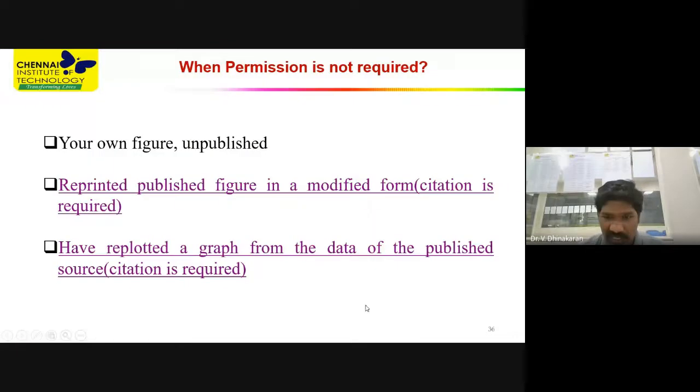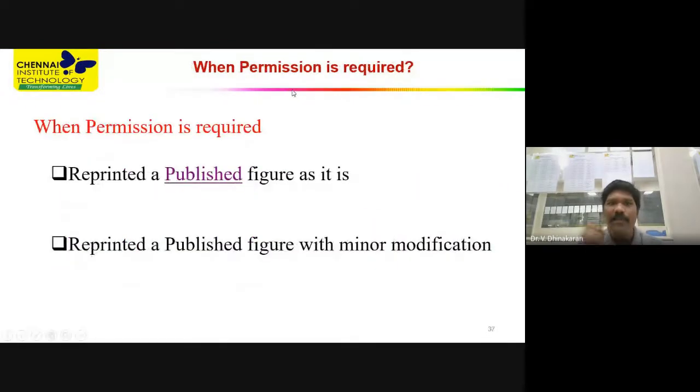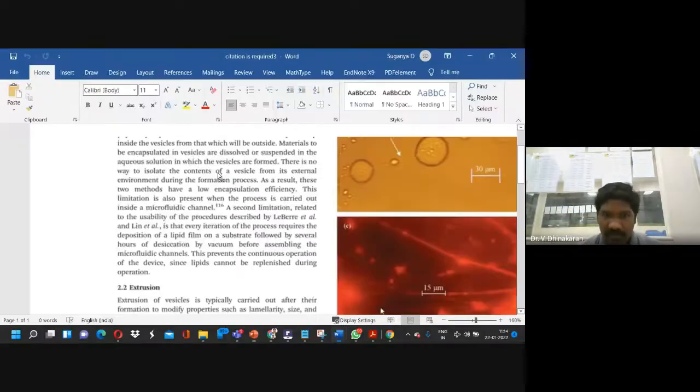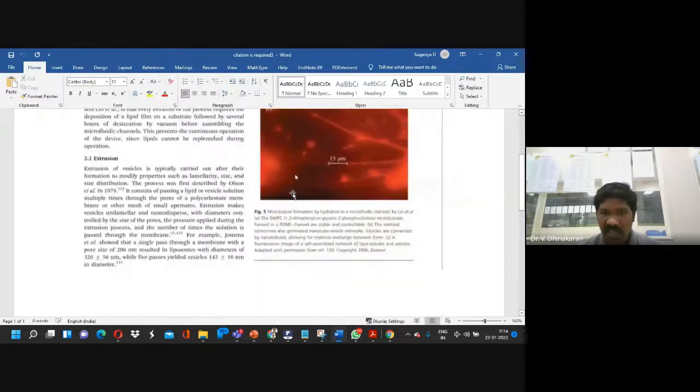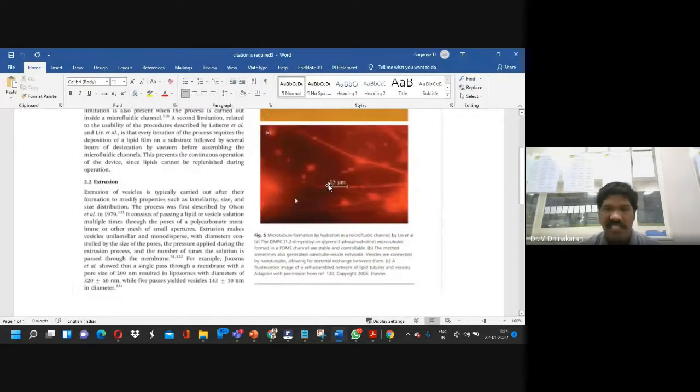permission from others. But when permission is required, you are reprinting a published figure as it is. If your published figure is used as it is, then you have to get permission from them. For example, this is the published figure. If you want to use the figure like this, as it is, then you have to get permission.